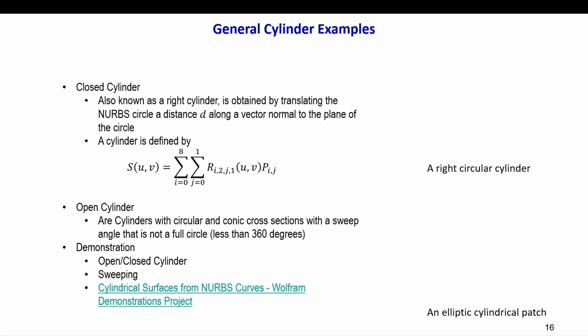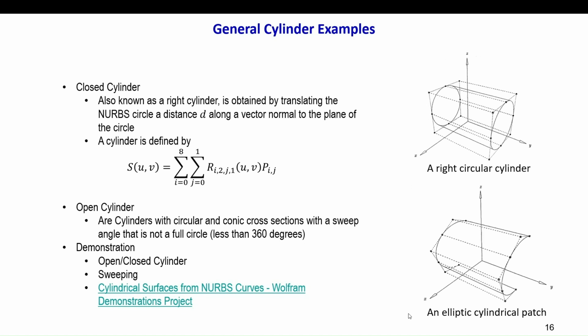Next, there are open cylinders. These are cylinders with circular and conic cross-sections with a sweep angle that is not a full circle, so it's less than 360 degrees. And you can see a right cylinder here and an elliptic cylindrical patch here.